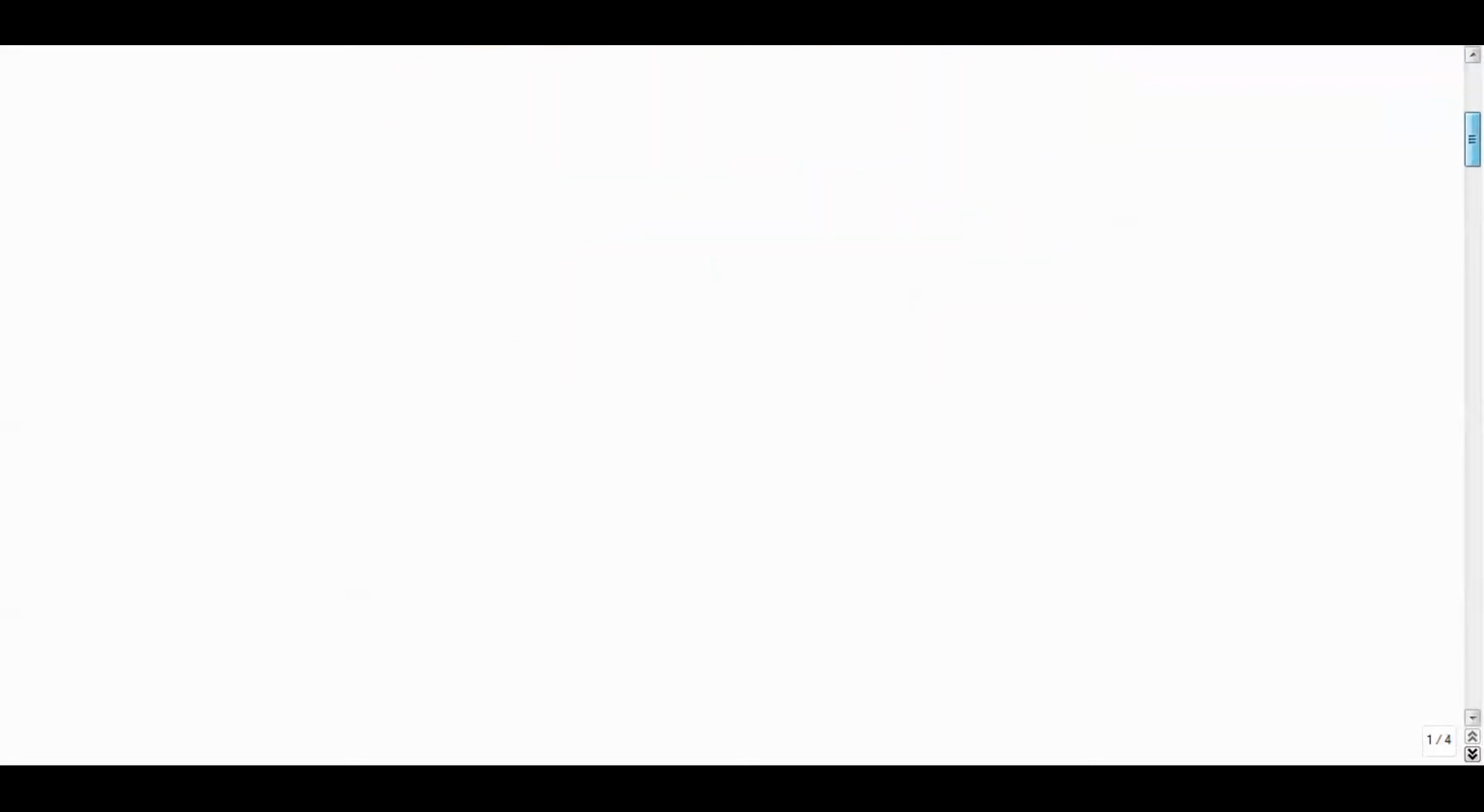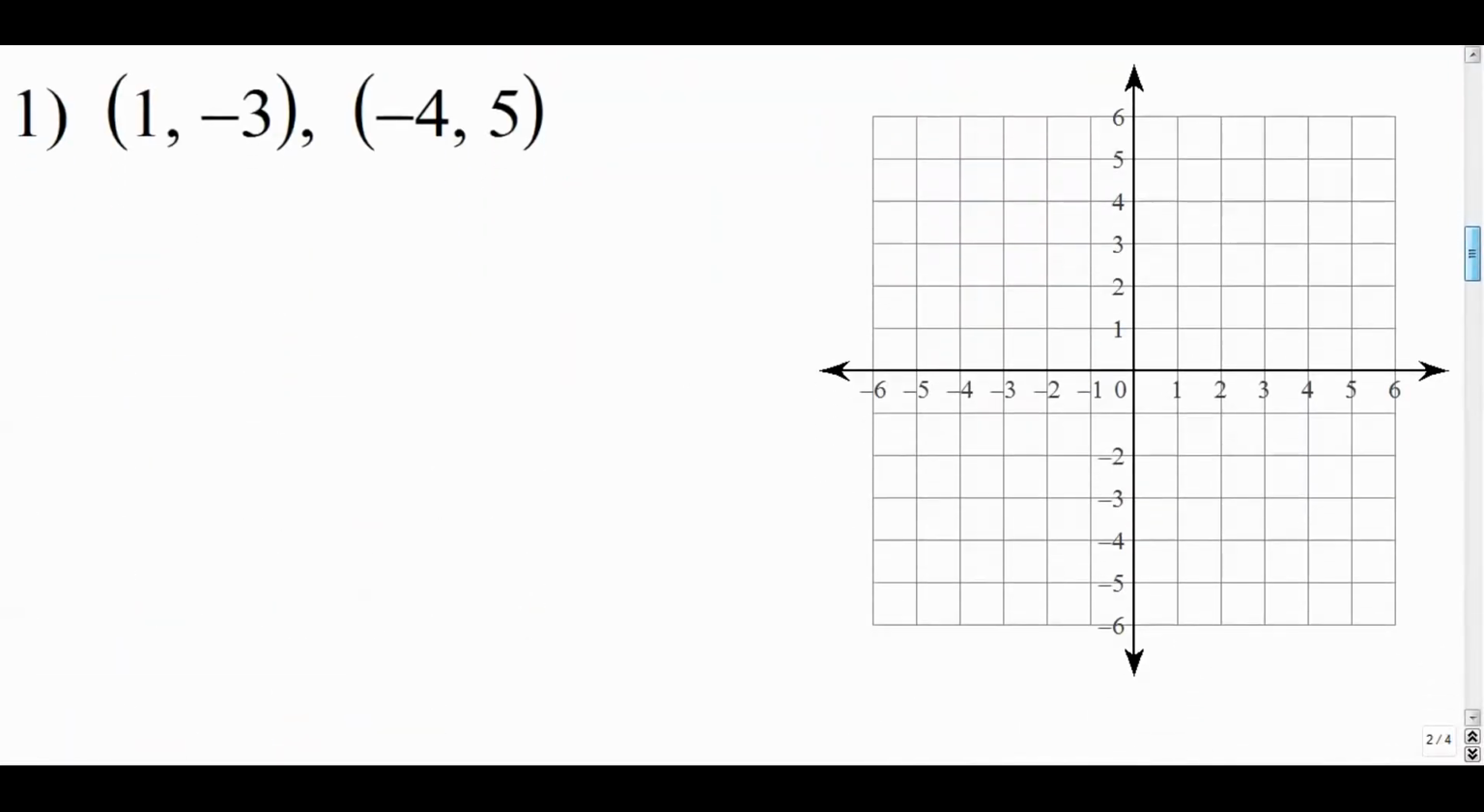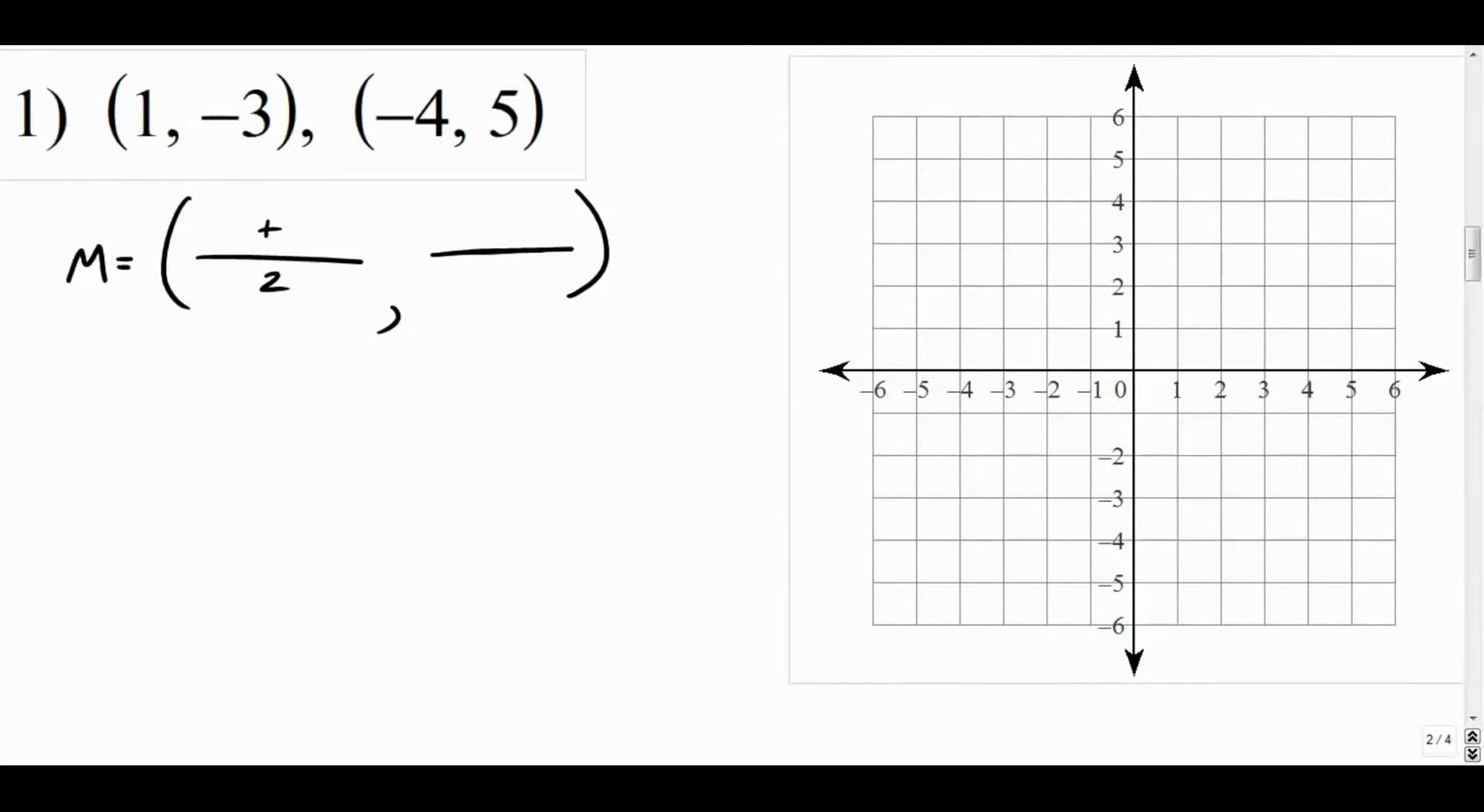So let's give it a shot. We'll start simple here and we'll see what we can do. Alright, find the midpoint between these 2 points. We'll call it point M. Our midpoint formula is always going to be this sort of blank shell of a formula. So I like to set that up first and get it ready to go.